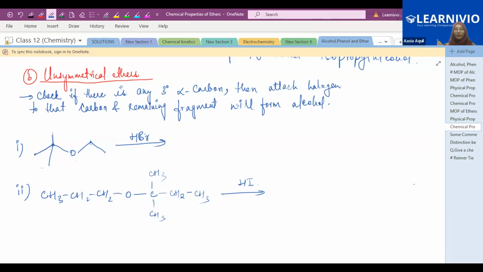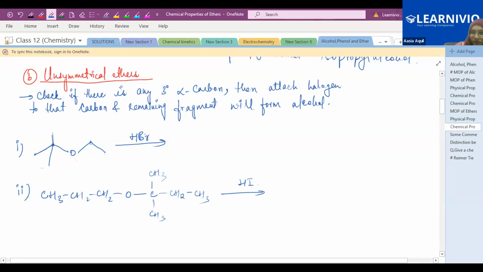This is again a reaction with halogen acids, and you know very well that treatment of ether with a halogen acid will form alcohol plus haloalkane. So you have to form both, alcohol plus haloalkane. But the question is which group will form the alcohol and which group will form the haloalkane. Here the first step is to check whether there is a tertiary alpha carbon or not.